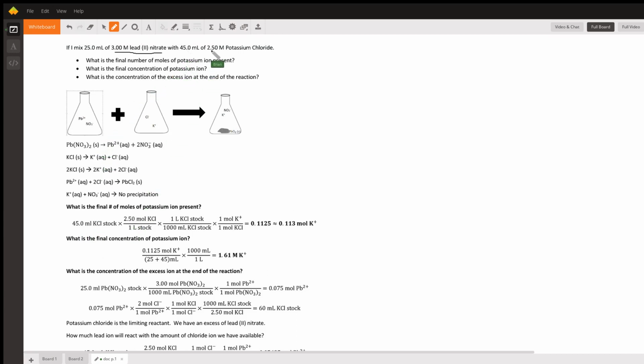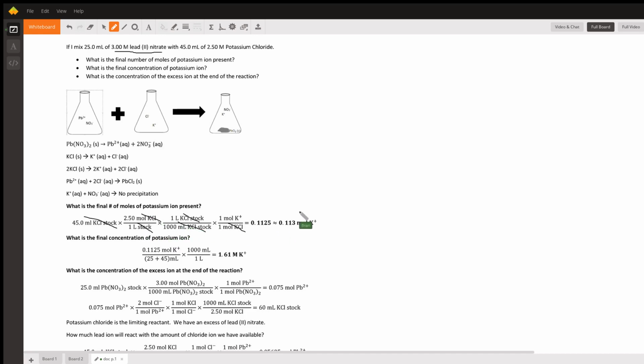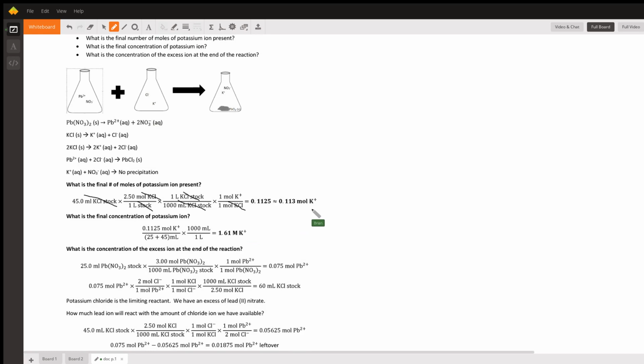Times, and this is just a way of expressing 2.5 moles per liter, 2.50 moles of KCl per 1 liter stock. It's a proportion. Notice how my units are going to cancel out. Anything in the numerator is going to cancel out with the denominator. And that's how many moles of potassium ion are left.